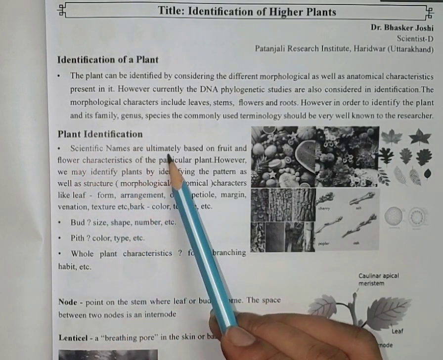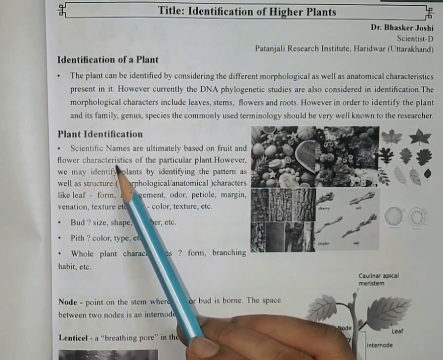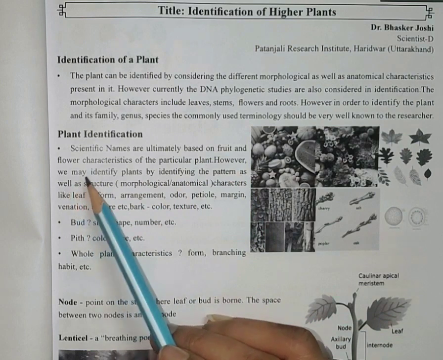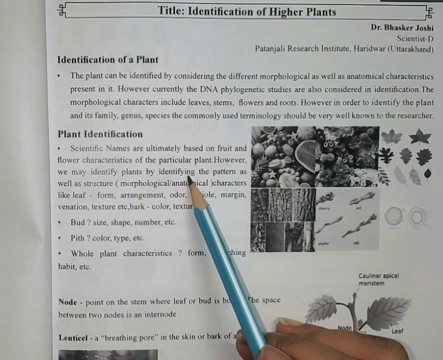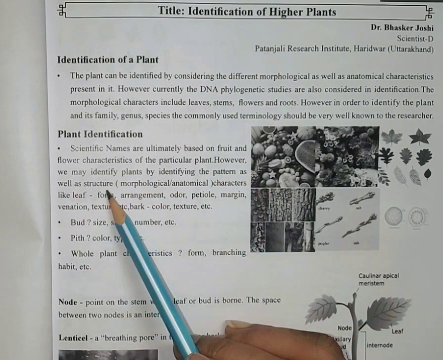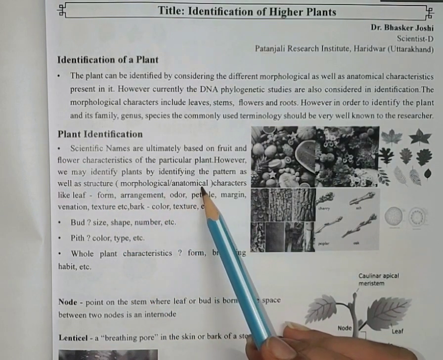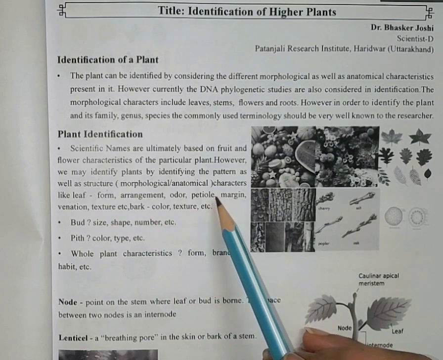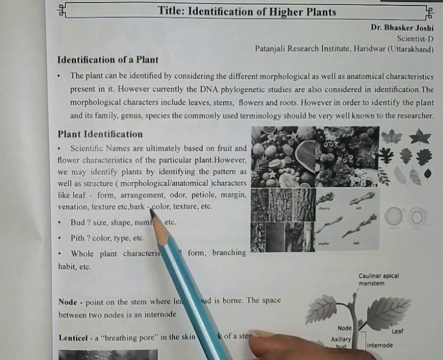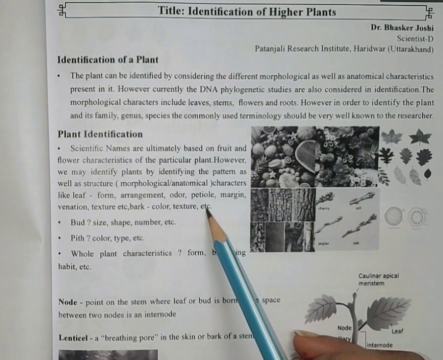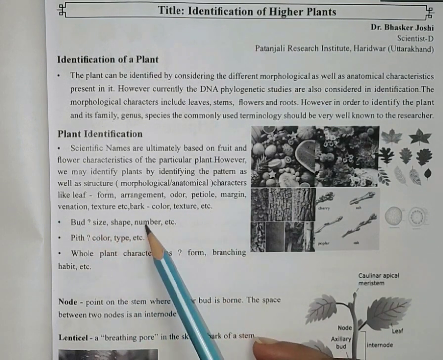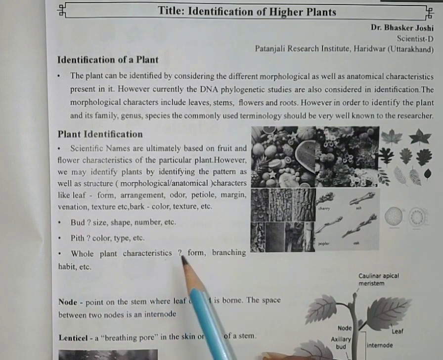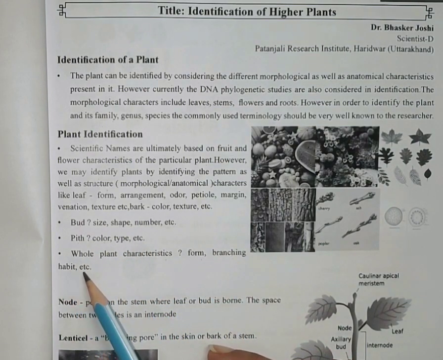Plant identification. Scientific names are ultimately based on fruit and flower characteristics of the particular plant. However, we may identify plants by identifying the pattern as well as structure. Morphological or anatomical characters like leaf form, arrangement, order, petiole, margin, venation, texture, etc. Bark, like color, texture, etc. Bud, size, shape, number, etc. Pith, color, type, etc. Whole plant characteristics, form, branching, habit, etc.